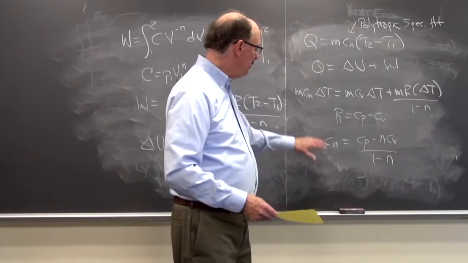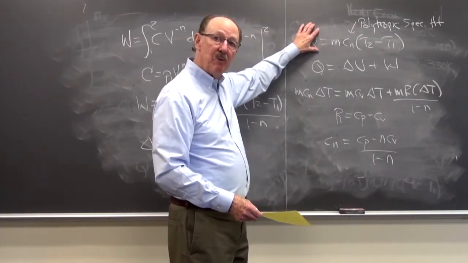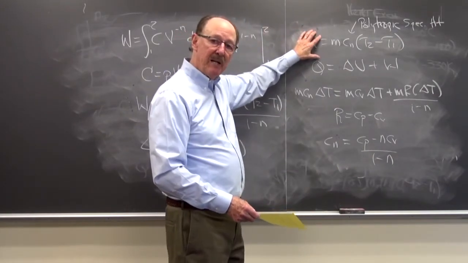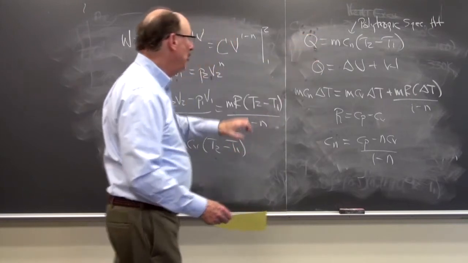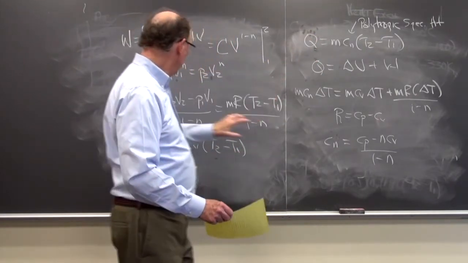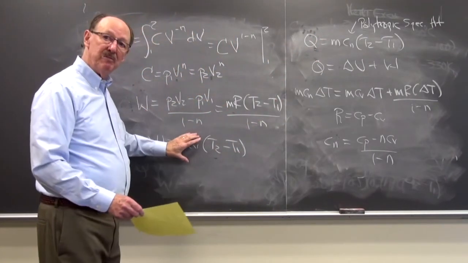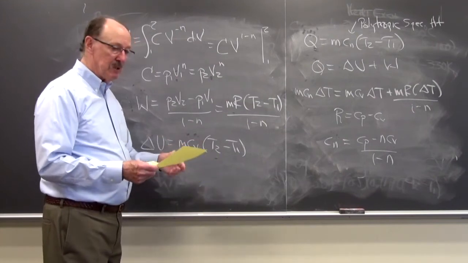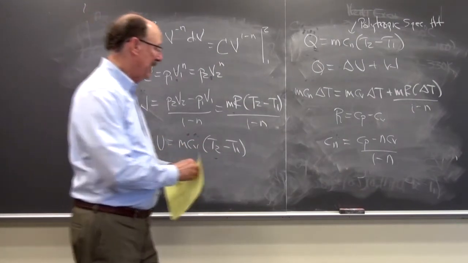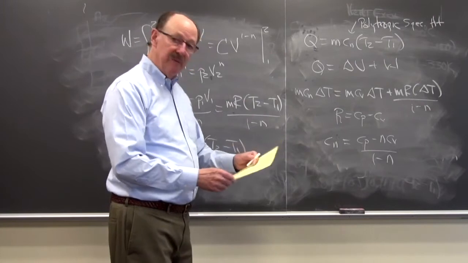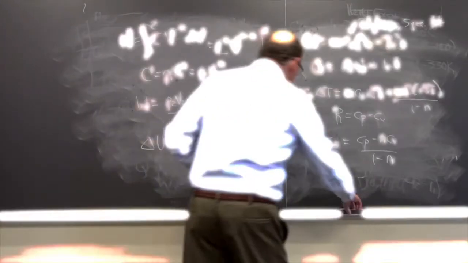So what we're able to do then is solve for the heat directly. For a polytropic process with an ideal gas, I have an equation for Q, an equation for W, and an equation for delta U. So we can do a first law problem associated with that. Now let's do an example and see how this plays out.